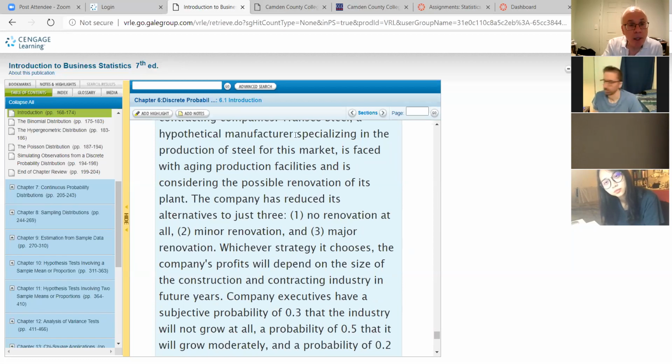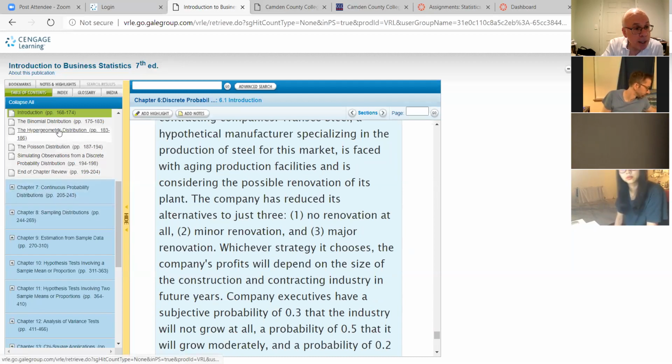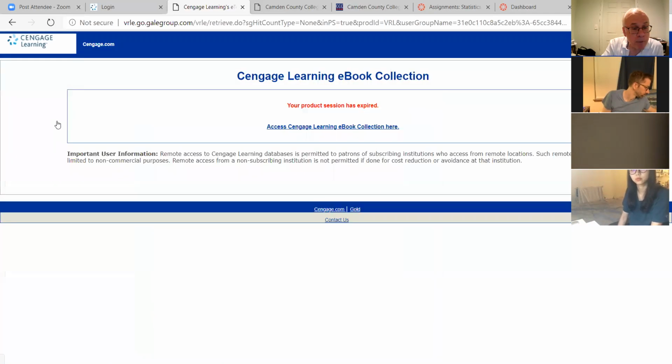Just checking the time. All right, so let's just take a quick look at the next section. I think the next section is the binomial. And it just tells me my product session has expired. Well, how do you feel? Do you want to go another 10 minutes? It's fine with me. You feel okay with it, Han? You want to go another 10 minutes?